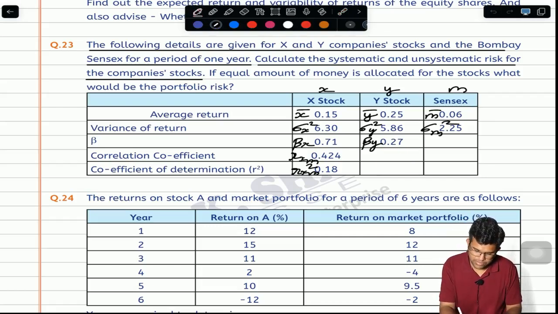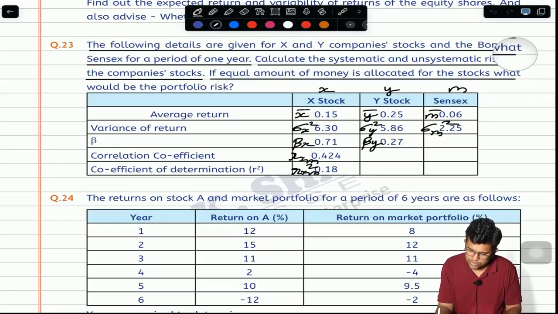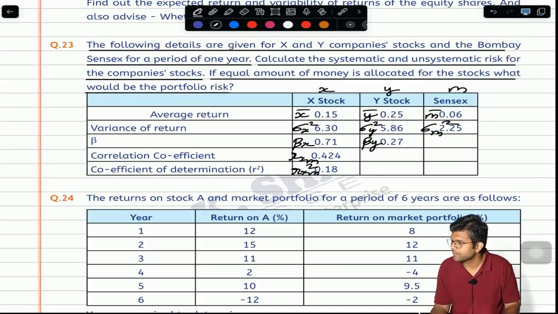Next, students, it's a test. If an equal amount of money is allocated for the stocks, what would be the portfolio risk? 0.5, 0.5. You understand? If 50-50 is allocated to the stocks, what would be the portfolio risk?